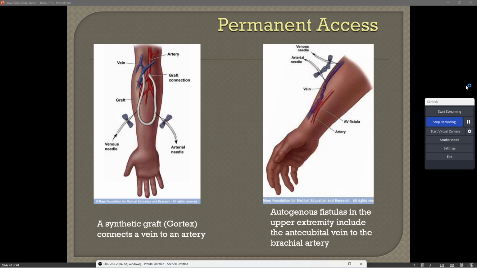Now, this one is a good thing in that you have a permanent access. It's a bad thing in that the accesses can rupture, they can bleed, they can become very sensitive, they can become incredibly painful, they can scar up, calcify, the list just continues, and you got to be really careful with them. If you bump them, you can damage them pretty badly, actually.